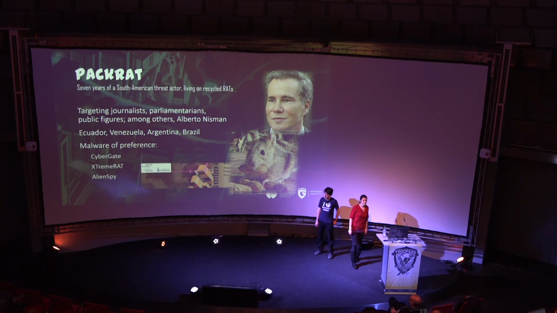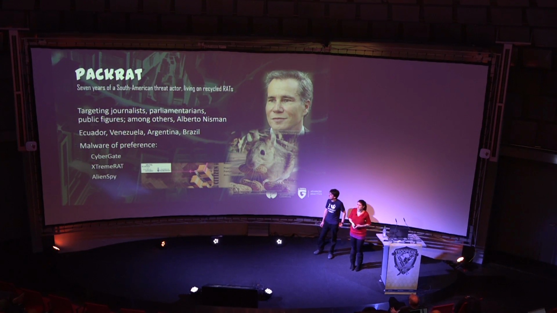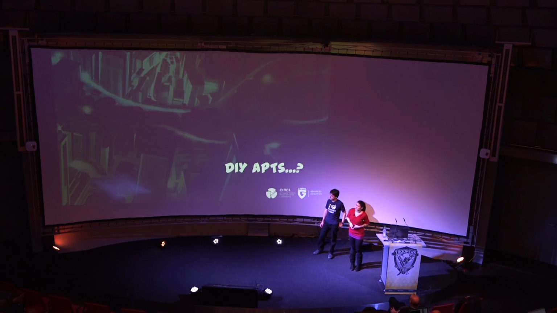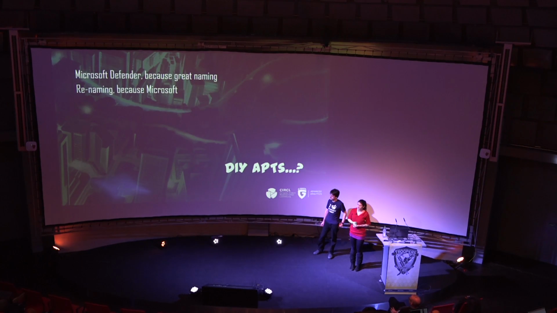So we picked that case to search our data set for how many commodity RATs we actually found in there, which is quite hard because for that you would have to look into all the binaries and see if they're related to known commodity RATs. So we chose to use antivirus for help to find all the do-it-yourself APTs. We did this with detections from Microsoft Defender.